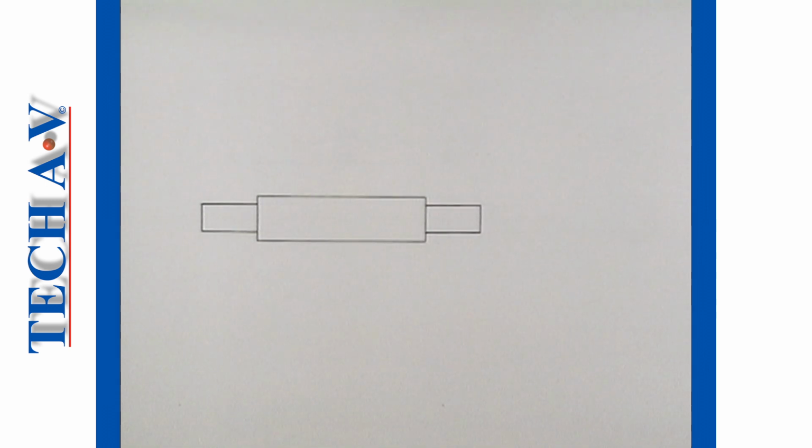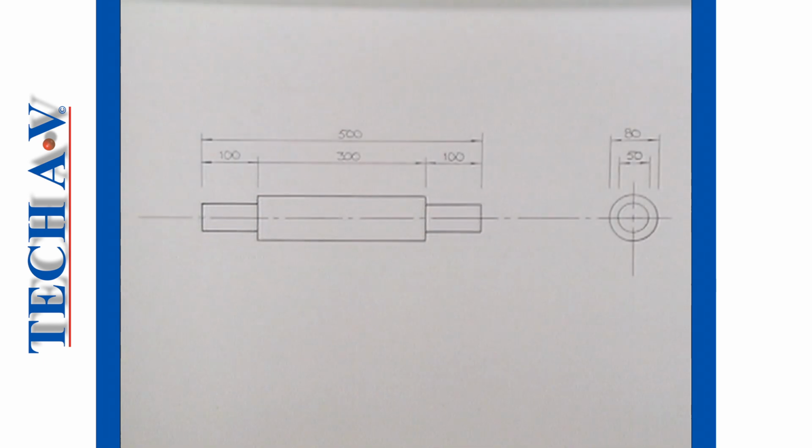If an object is round, such as a shaft, then the drawing might look like this. You can see that the shaft's overall length is given and its overall diameter shown in the end view.